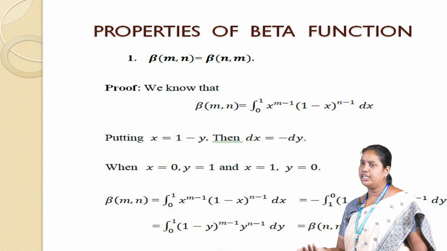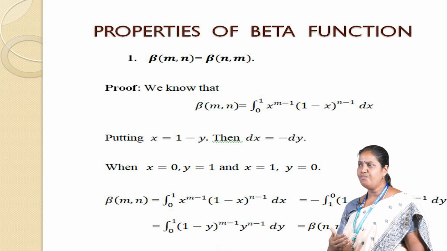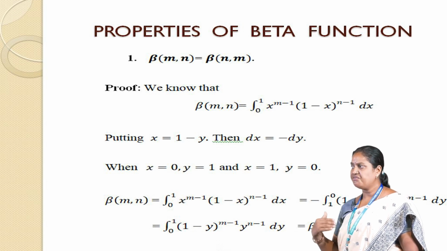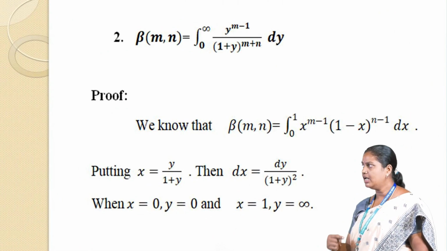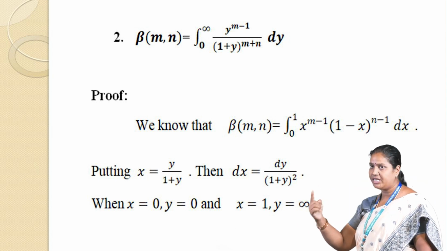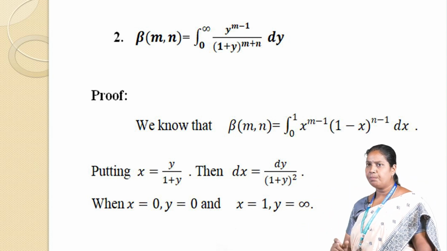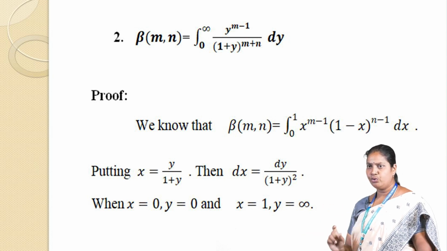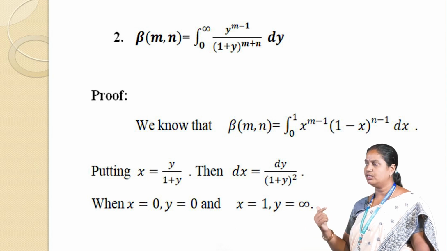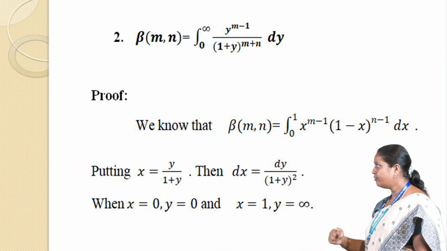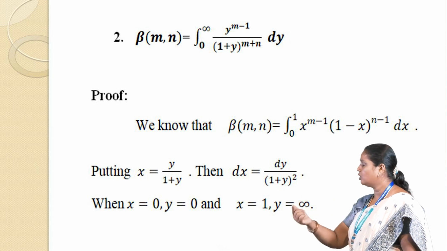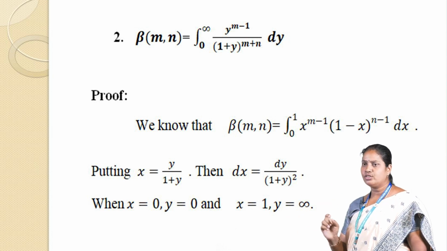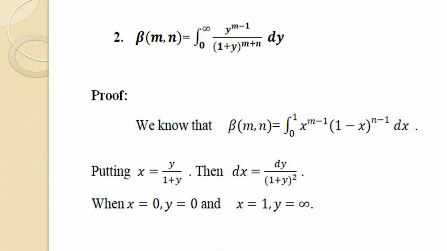Now let's move on to the next property of the beta function. What is that? Beta of m comma n is equal to the integral 0 to infinity y power m minus 1 divided by 1 plus y whole power m plus n into dy. Proof. We know that beta of m comma n is equal to the integral 0 to 1 x power m minus 1 into 1 minus x whole power n minus 1 dx. Here also we are going to use the substitution method. Here, what is the substitution? We are going to put x as y divided by 1 plus y.